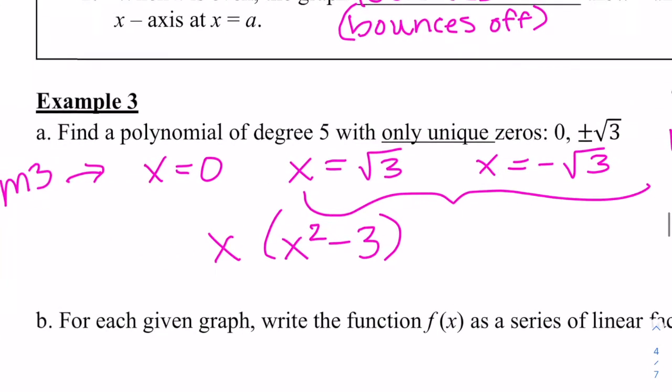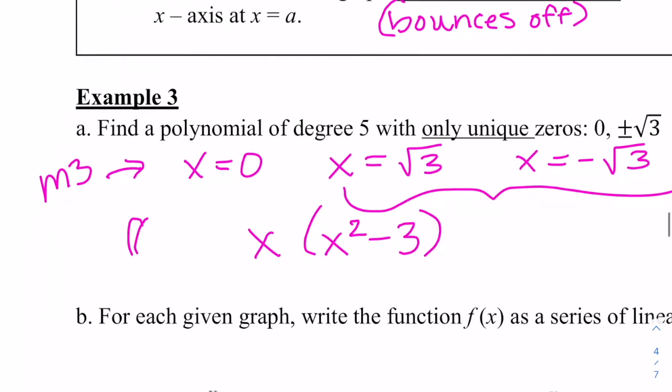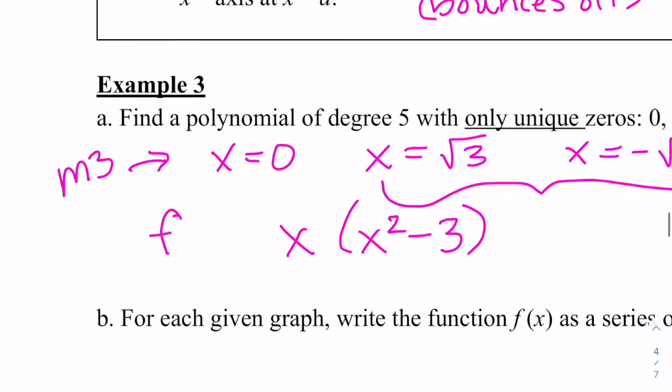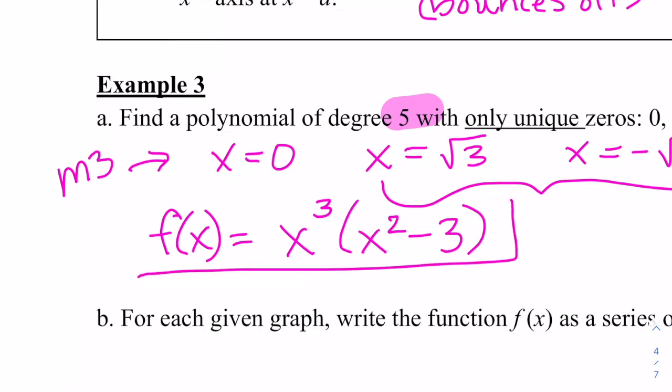So if this is a function, I have to make sure I put f of x on the other side of the equal sign. Now what I was talking about with the multiplicity is that so far we only have 3 x's or 3 zeros, but we want this to have a degree of 5. So what we can do is say, well, the 0 has a multiplicity of 3. And so now this polynomial equation is a 5th degree polynomial equation.